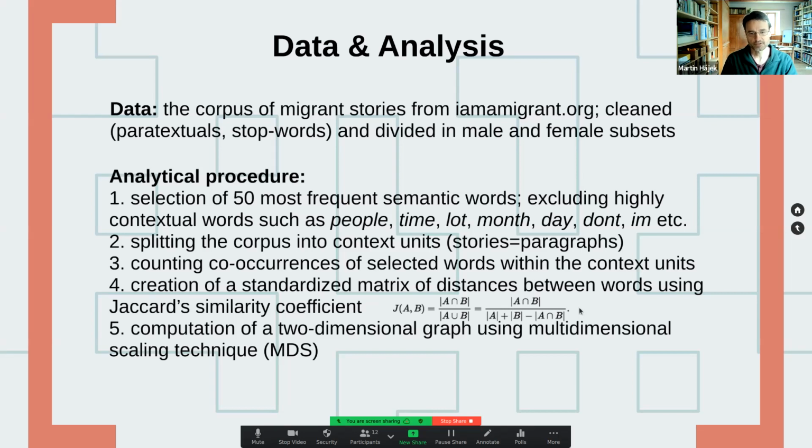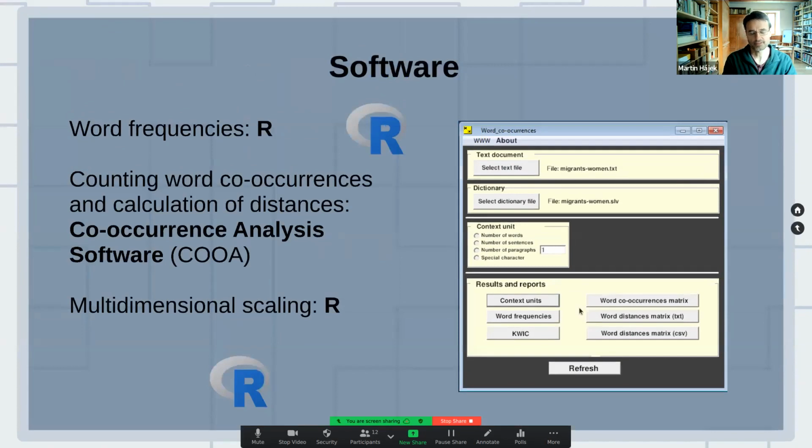This is a technique that tries to flatten the multi-dimensional space of co-occurrences into two-dimensional maps to be able to interpret it, as we will see in the next slide. Here is the software that I used for this analysis.